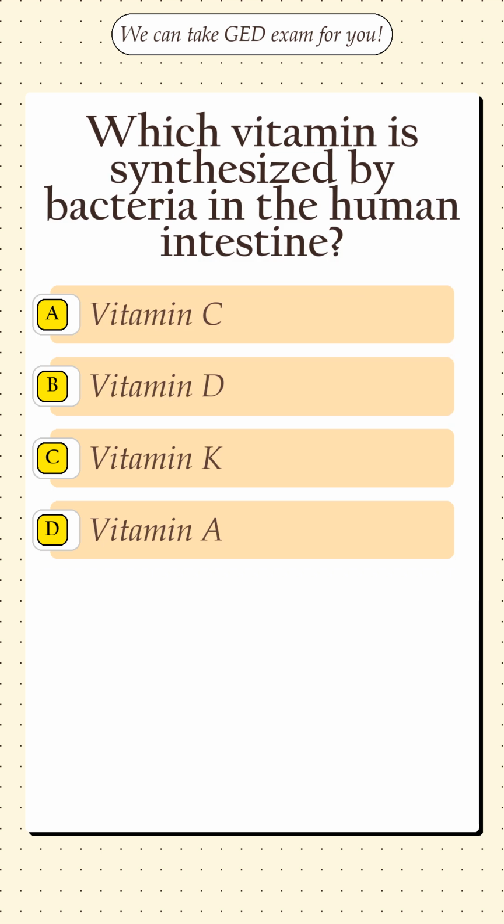Question 10. Which vitamin is synthesized by bacteria in the human intestine? Option A, vitamin C. Option B, vitamin D.